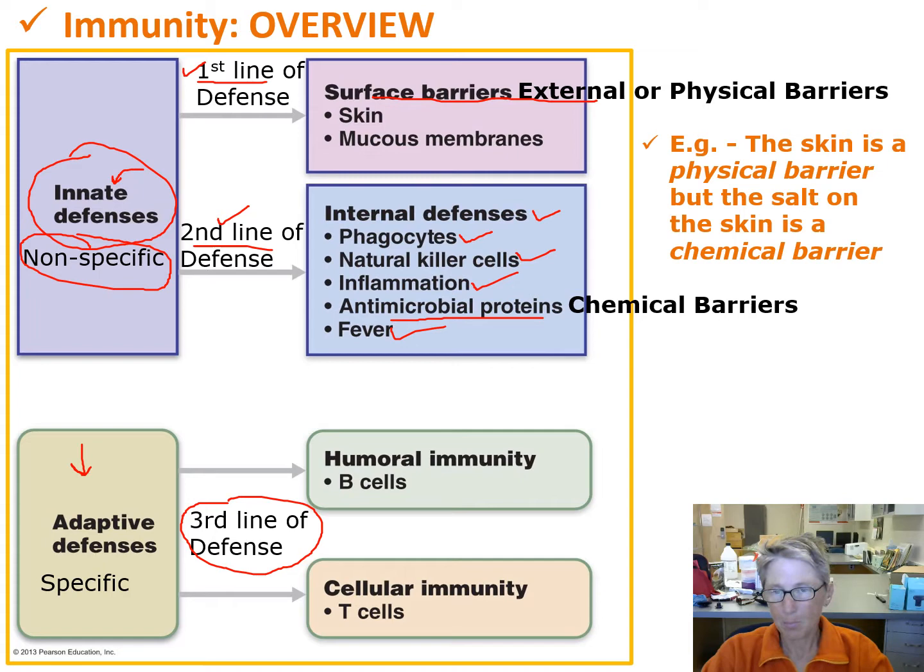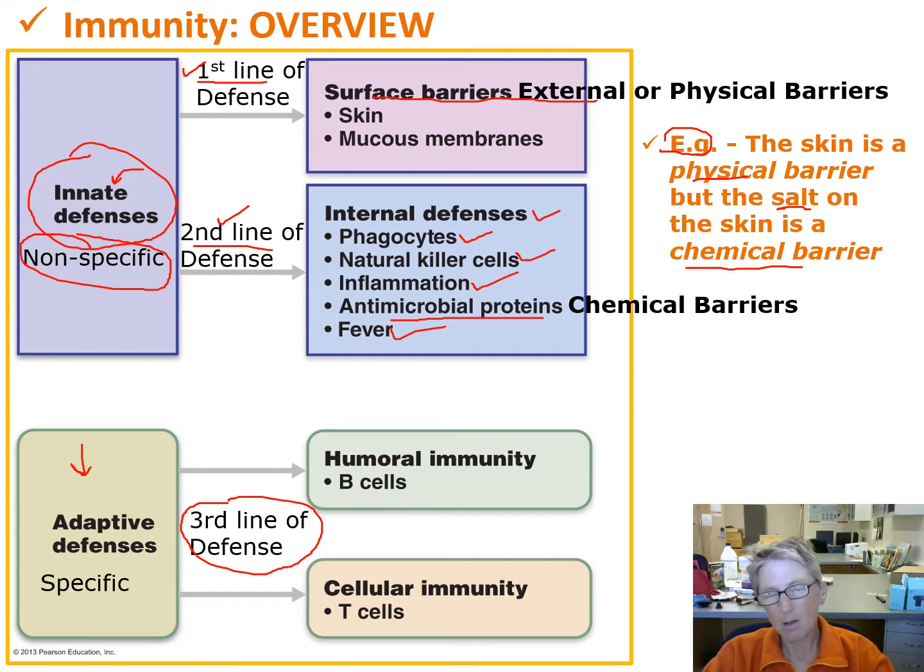So, for example, this could be a little tricky. The skin is a physical barrier, but then the salt, sodium chloride, NaCl, on your skin is a chemical barrier, because salt is technically a chemical.